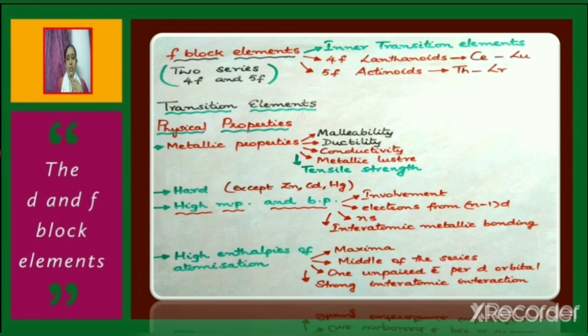Transition elements also have high enthalpies of atomization, and it reaches the maxima at the middle of the series. It is because when we reach the middle of the series, the configuration will be d5. So there will be one unpaired electron per d orbital, and as a result of which the interatomic interaction will be quite strong. Hence, transition elements are associated with high enthalpies of atomization.